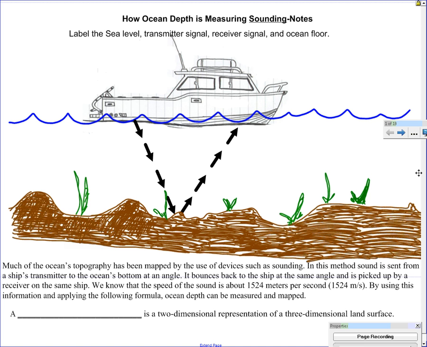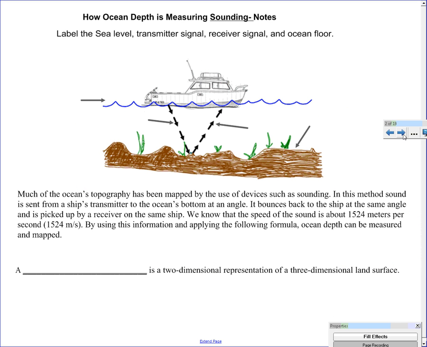And the way that we measure the depth of the ocean floor is by using something called sounding or sonar. So if you want to highlight that on your paper, sounding or sonar. And up here it says, label the sea level, transmitter signal, receiver signal, and the ocean floor. So when we look here, what would this arrow be considered? This would definitely be considered sea level.